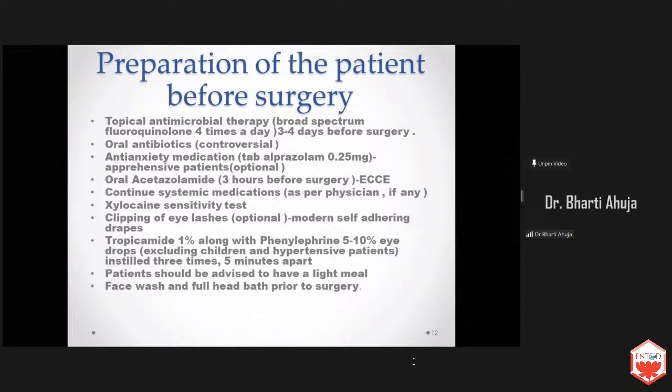Anti-anxiety medications or tranquilizers for those patients who are very apprehensive or hypertensive. Oral acetazolamide 3 hours before surgery is generally indicated in those cases which are going to have ECCE surgery. We should continue the systemic medications as per the physician if the patient has some systemic comorbidity. Xylocaine sensitivity test: if we are going to do a block, Xylocaine sensitivity testing is a must. Clipping of eyelashes is again an optional thing with the advent of modern self-adhering drapes nowadays. This is generally, what I feel, obsolete.